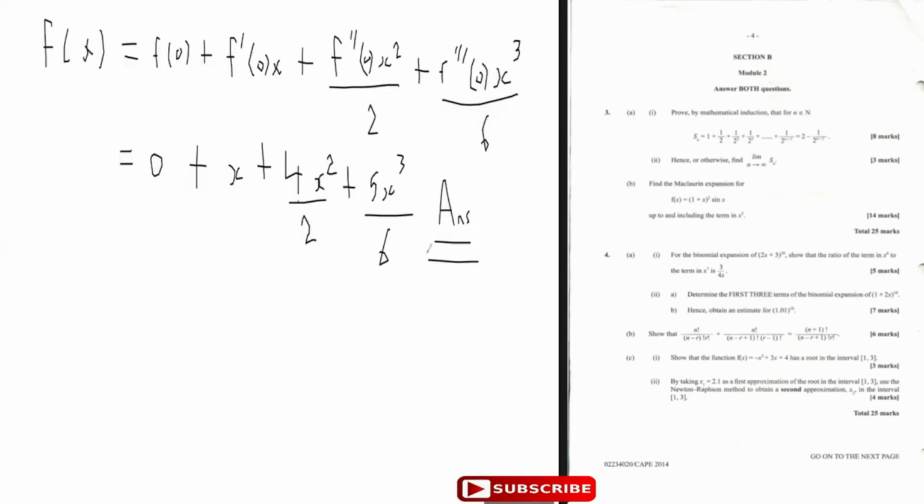All right, now question 4. Let's go to question 4. So question 4 is saying, for the binomial expansion, show that the ratio of the x to the 6th term and the x to the 7th term is 3 over 4x. So first and foremost, you have this. You have 2x plus 3 to the 20th power.